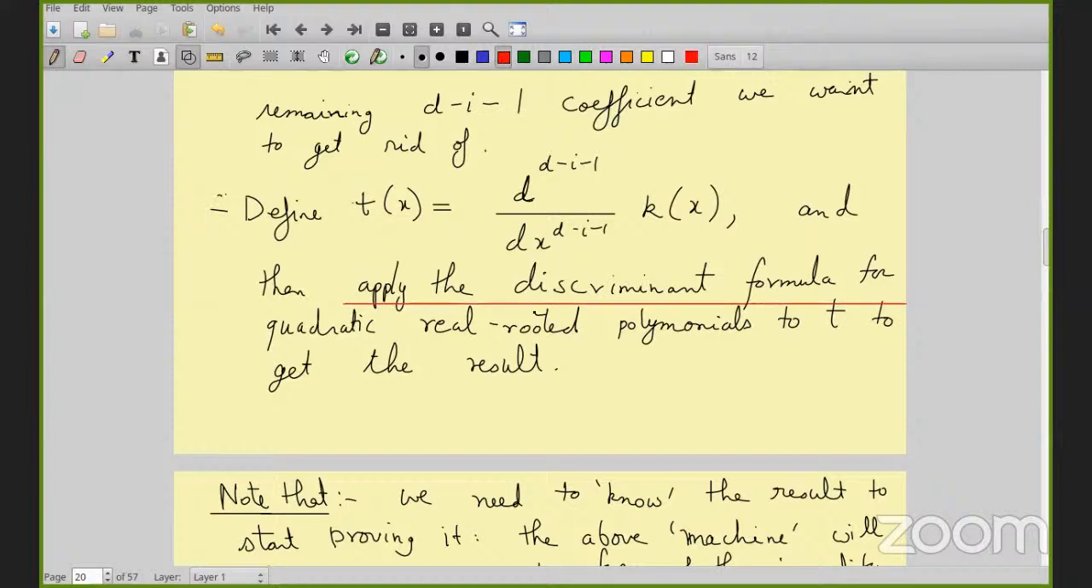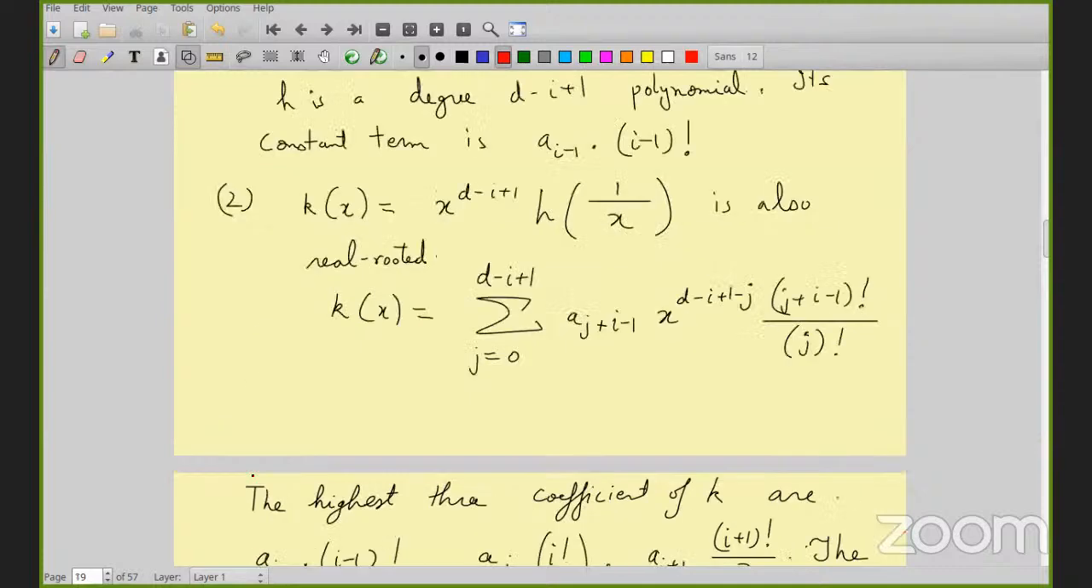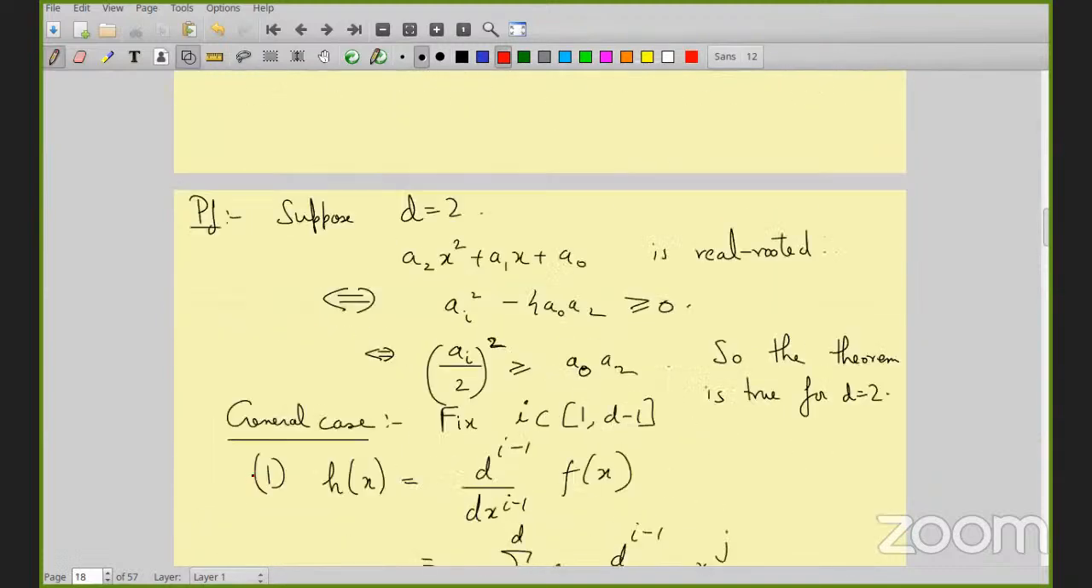Okay. I see. So the point is that you always only do those operations that preserve real rootedness. So the ultimate quadratic polynomial you will get, this polynomial T, will have coefficients a_{i-1} times some function of i, a_i times some other function of i, and a_{i+1} times some other function of i. That quadratic polynomial will be real rooted, and hence you can apply this old Brahmagupta or Sridhara, whatever era, formula.